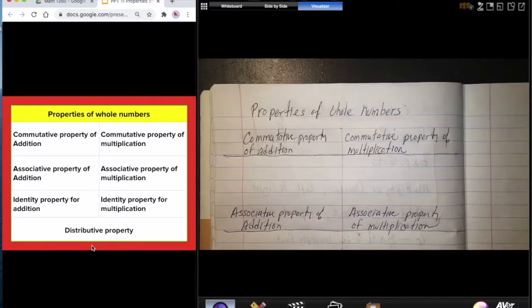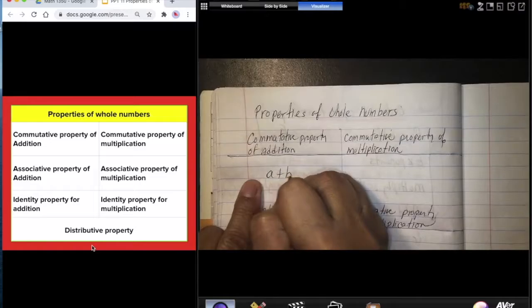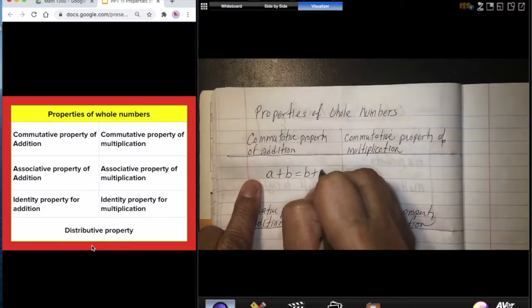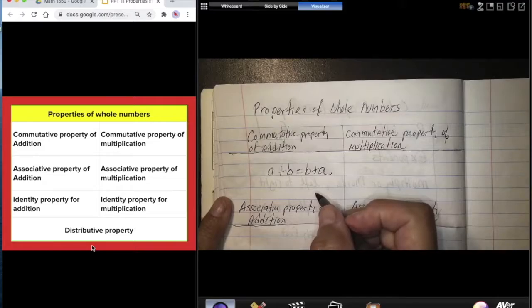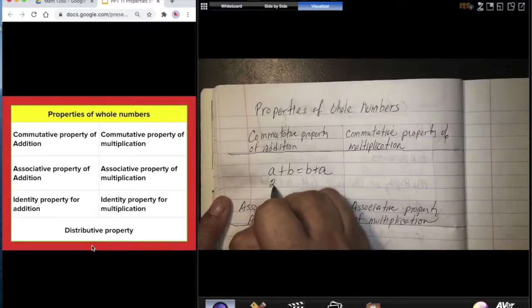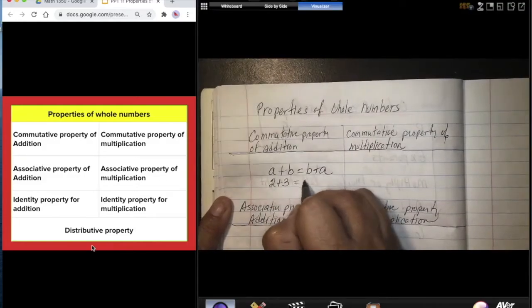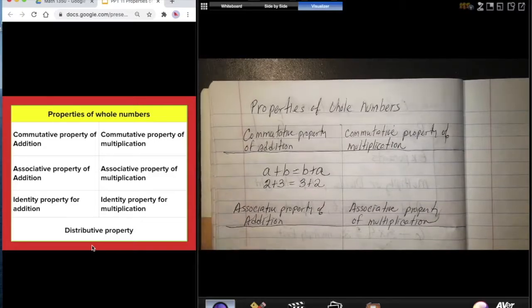In the commutative property of addition, we have A plus B is equal to B plus A. One of the things we teach to our students is that the order of the two numbers does not matter. So if you're adding 2 plus 3, it is the same thing as 3 plus 2. In the commutative property, you're allowed to switch the two addends.